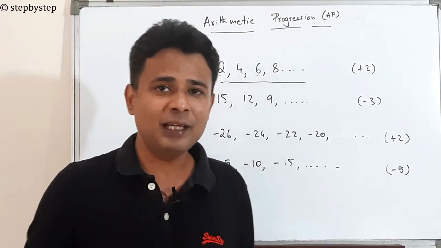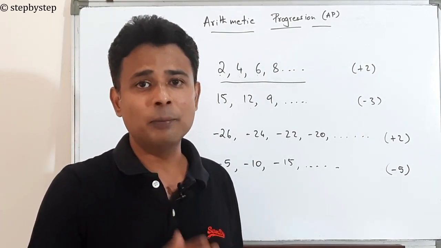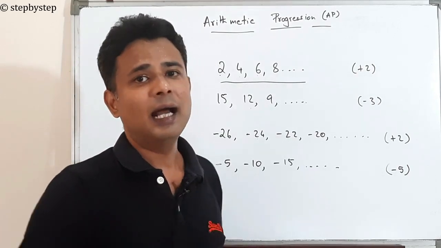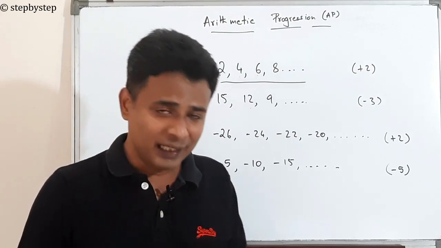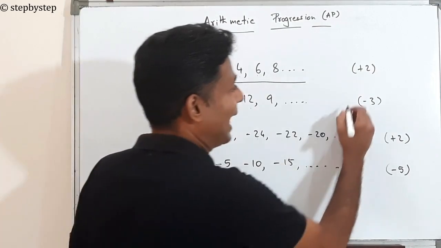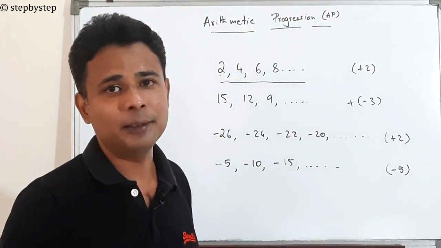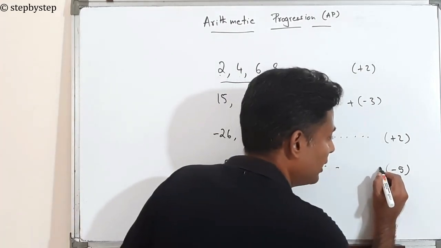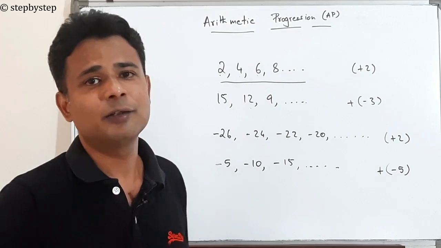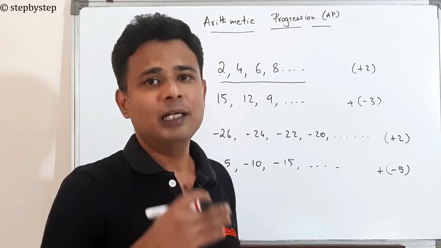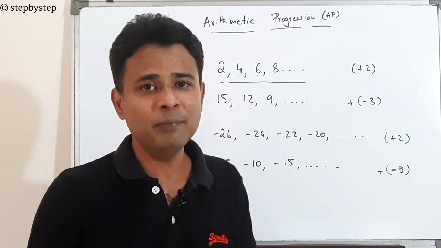So what is an AP? When in a series the numbers are increasing or decreasing by the same amount, it is called an AP. Technically speaking, you will not say it is decreasing by 3. You will say you are adding minus 3. Or you will not say it is decreasing by 5. You are adding minus 5. That is what you will say technically. But the simple way to remember is it will increase or decrease by the same amount.